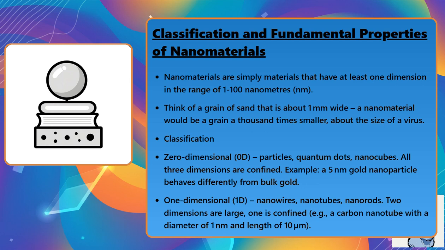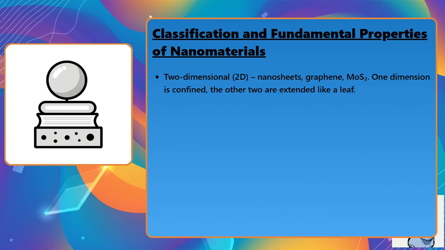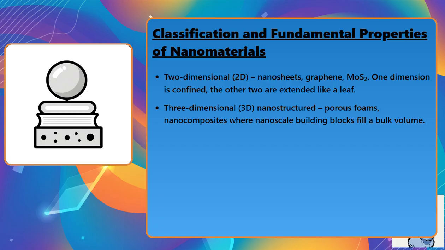Two dimensions are large. One is confined, for example a carbon nanotube with a diameter of 1 nanometer and length of 10 micrometers. Two-dimensional, 2D nanosheets, graphene, molybdenum disulfide. One dimension is confined, the other two are extended like a leaf. Three-dimensional, 3D nanostructured, porous foams. Nanocomposites where nanoscale building blocks fill a bulk volume.